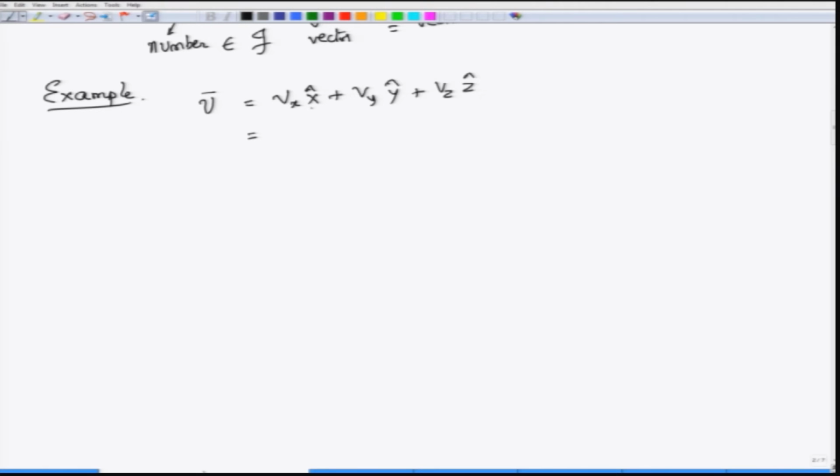Alternatively, I know that x hat, y hat and z hat are fixed, not changing, if I have the coordinate system fixed. Then in place of x hat, y hat and z hat, I can simply give the numbers Vx, Vy and Vz, and I will be able to uniquely specify the vector V. This is in 3-dimensional space. Why is it 3-dimensional? Because 3 numbers are required to specify the vector V. Now, I can go to n-dimensional space by saying that every vector in this n-dimensional space must be specified by n numbers.